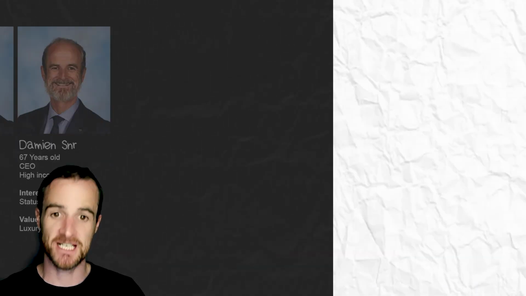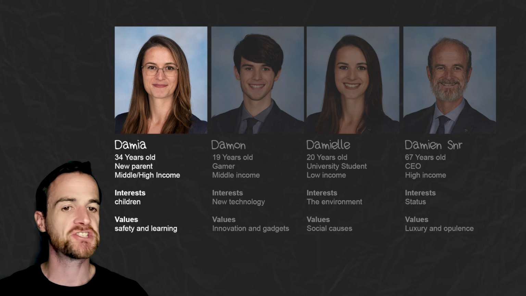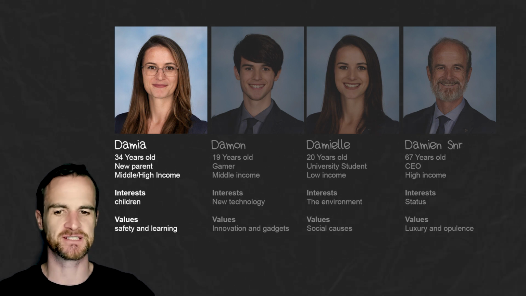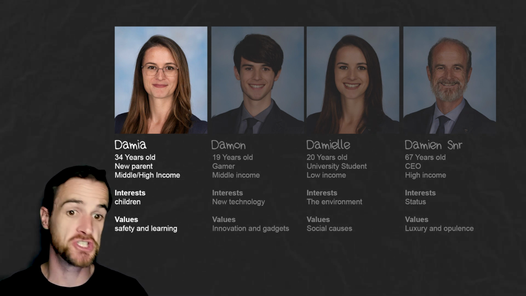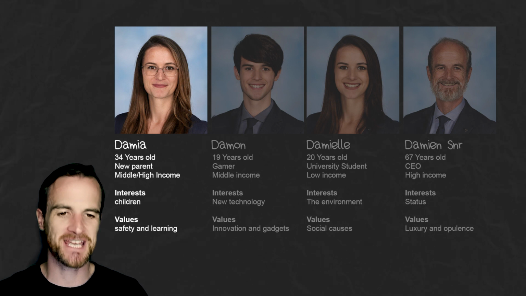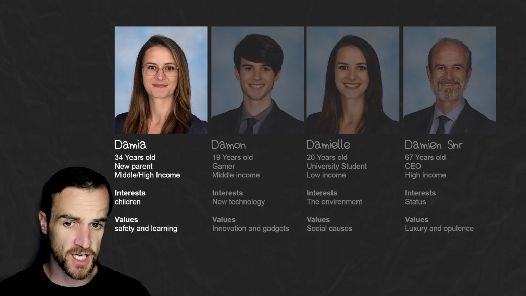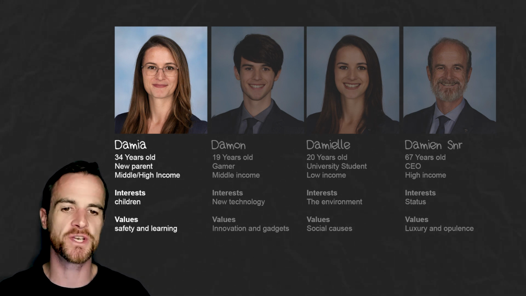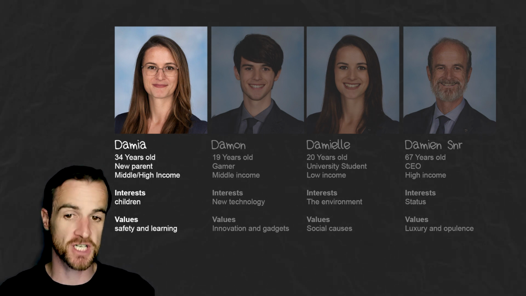Firstly, we have Damia. Damia is a 34-year-old. She's a new parent and is in a middle to high income bracket. Being a new parent, Damia has a keen interest in children and values safety. Damia is looking for a spoon for her 2-year-old child. Damia's child represents a secondary audience, meaning Damia will only buy a spoon which she feels will appeal to her child.